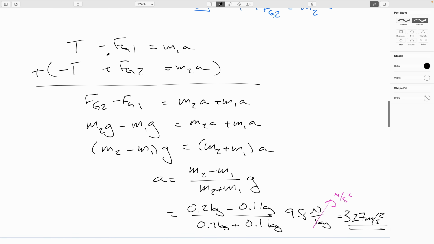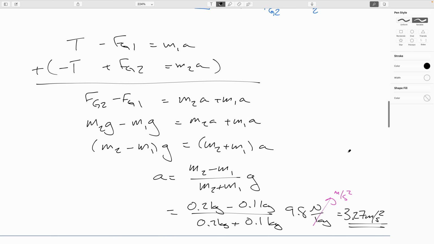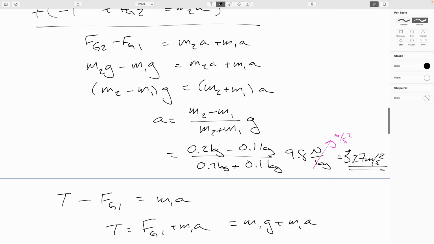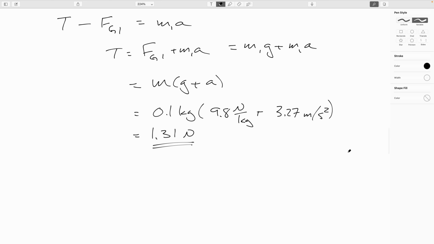So you don't have to do the algebra this way. You can do the algebra whatever way makes sense for you. This is the way that I prefer, and I just put it out there in case you hadn't seen it that way before.